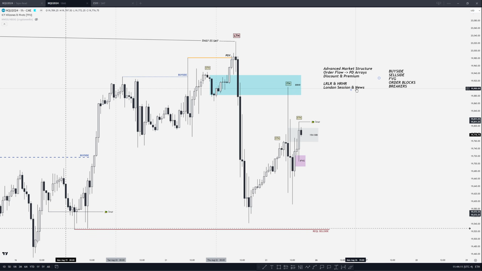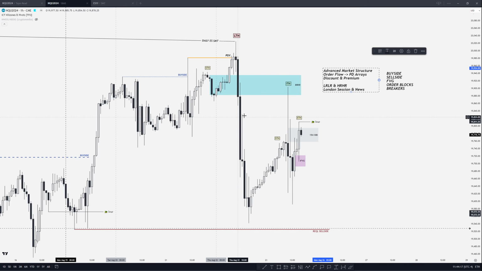Did 8:30 create a manipulation? And we're likely to see expansion at 9:30. Tomorrow, do we have news? All that kind of stuff. That's going to be based on your economic calendar. So it seems like a lot, but in reality, it's not that much.